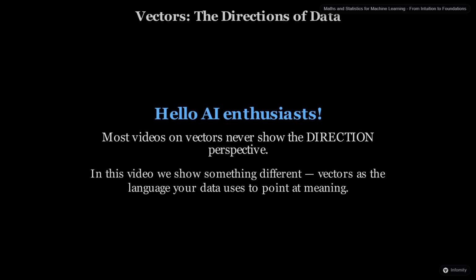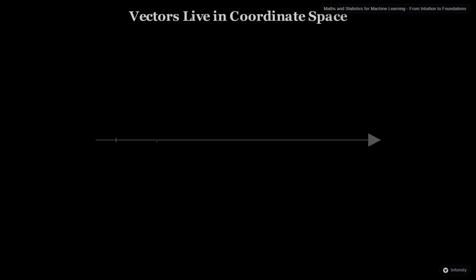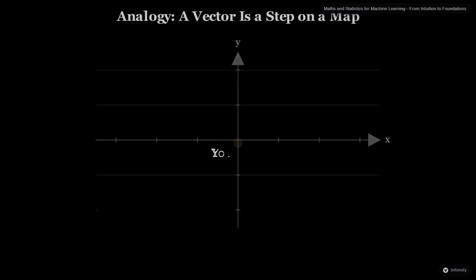Most videos on machine learning start with complex code but skip the geometric foundations. In this video, we want to show something different, the visual intuition of vectors and matrices that actually makes the math feel obvious. Think of a vector as a specific step on a map.